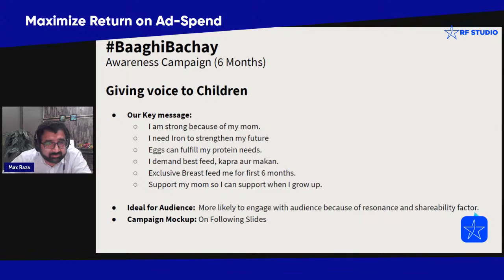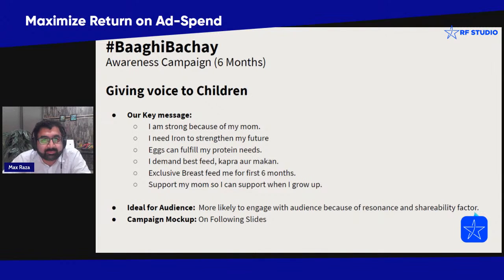And we came up with a couple of very interesting key messages in this campaign. I'm strong because of my mom. Something that an infant is saying in the form of a small looping animation. I need iron to strengthen my future. Eggs can fulfill my protein needs, and a lot of targeting about breastfeeding, and those messages were a part of this campaign.